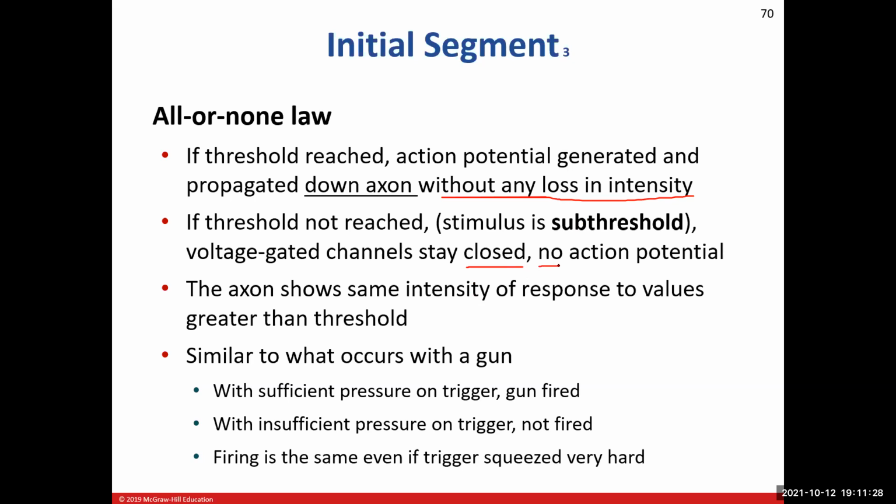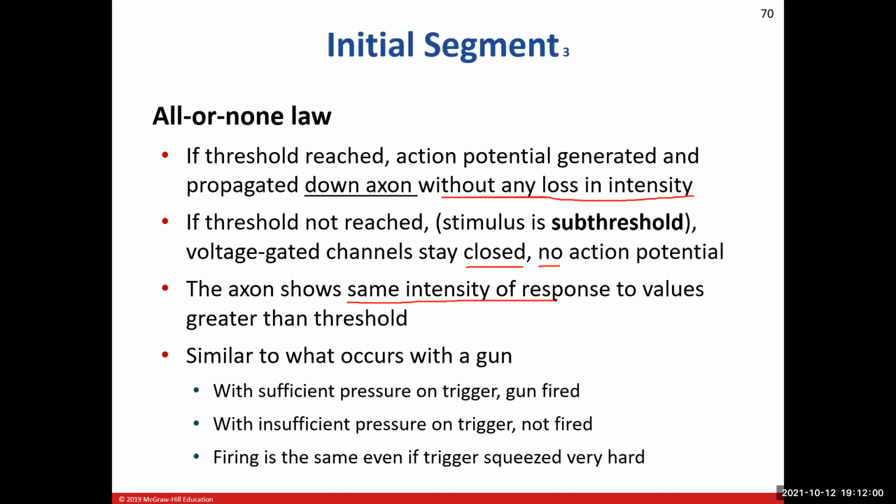The all or none law also states that because you do not lose any intensity, we will see the same intensity throughout the entirety of the axon. So it doesn't matter if you get to just barely negative 55 or if you blow past negative 55 and get to like negative 40 or negative 30 or negative 20. It doesn't matter. It's like pulling the trigger on a gun.